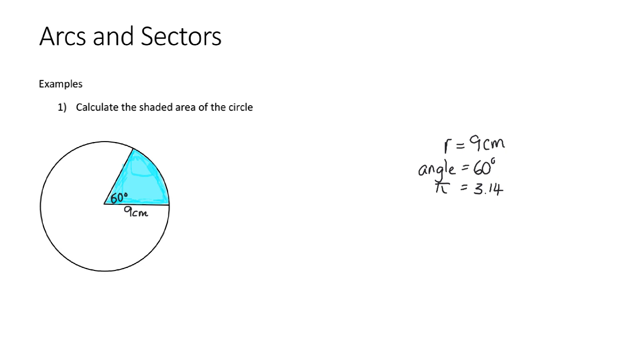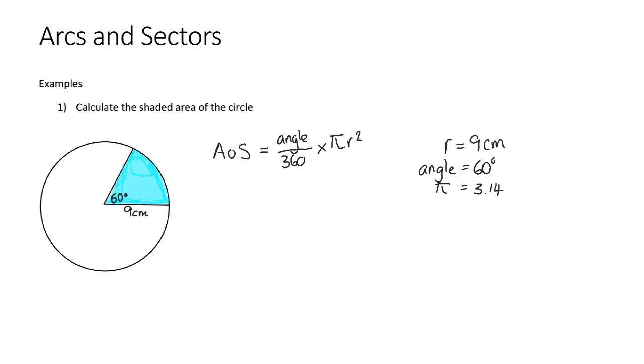The first thing that I'm going to do is write down the formula. Instead of writing area of sector, I'll just write AOS, because we know what that stands for. Then I've got my angle over 360 multiplied by pi r squared.